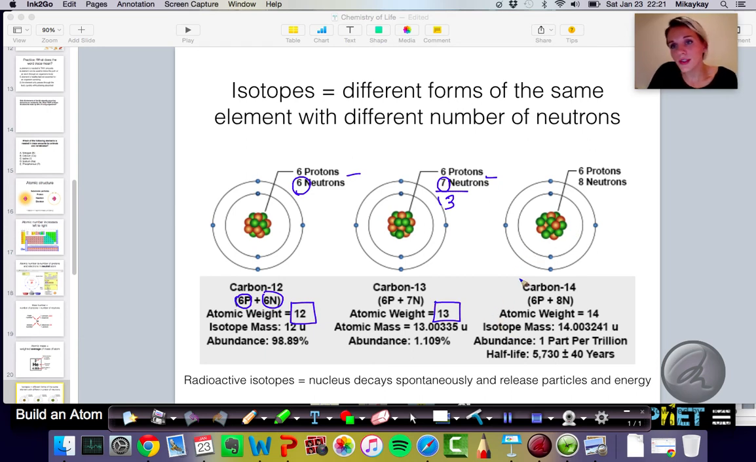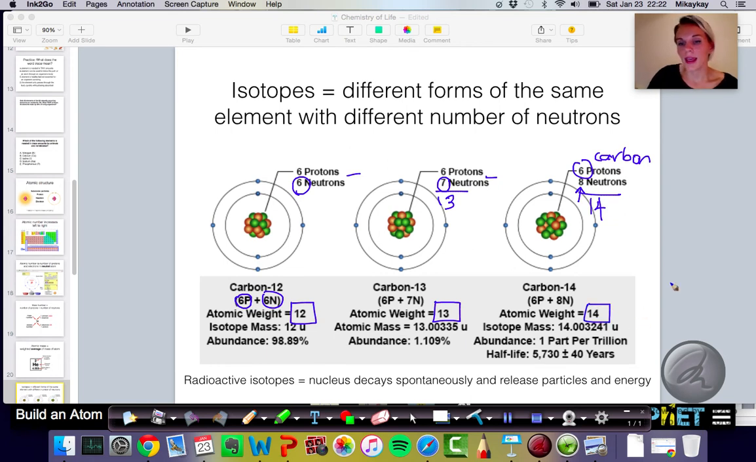Turns out carbon can be in a lot of different forms, and it can actually exist in another form where, again, it has 6 protons. Otherwise, it wouldn't be carbon, right? It's that number of protons that tells us that it's carbon, but it can have 8 neutrons, right? And so, again, if we add that up, that gives us 14. And so now we have an atomic mass of 14, right?